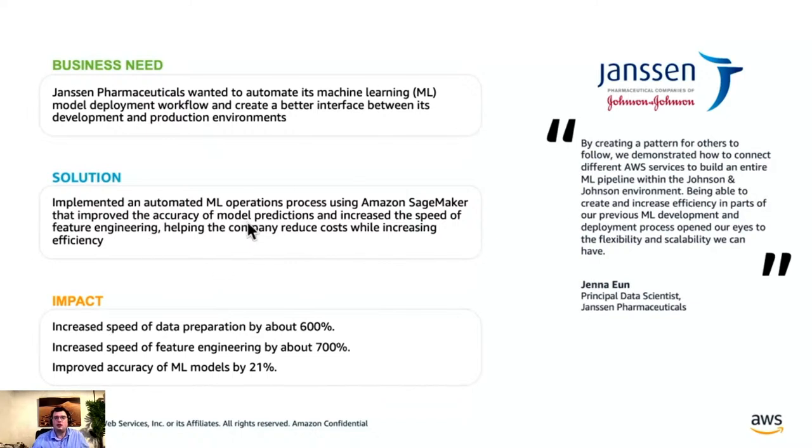But in this context, and I think that this example highlights this, Janssen implemented an automated ML operation that essentially improved accuracy and importantly is fully automated and can occur on a schedule. Essentially, feature engineering is done automatically. And processes that used to be a data scientist, every once in a while, executing the pipeline step by step, in this particular context, they're leveraging Step Functions, are being done in an automated fashion. The impact of this is increased speed of data prep by 600%, feature engineering by 700%, and model accuracy is now increased by 21%.